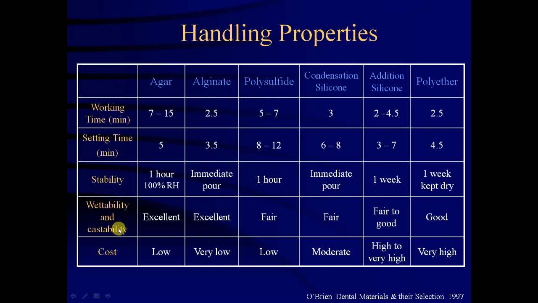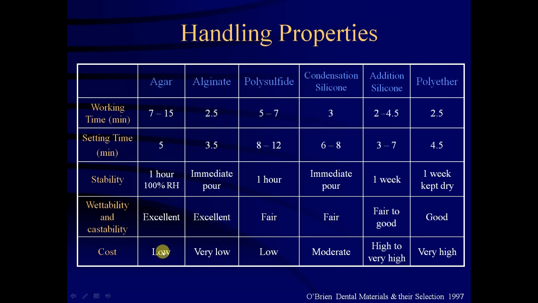Wettability and castability: agar has excellent wettability and castability. Alginate also has excellent wettability and castability because these are hydrophilic in nature. Polysulfide and condensation silicone have fair wettability and castability. Addition silicone is fair to good. Polyether has good wettability.